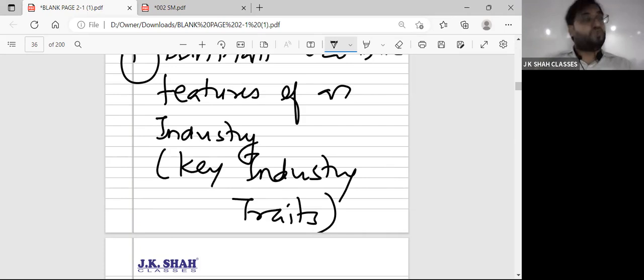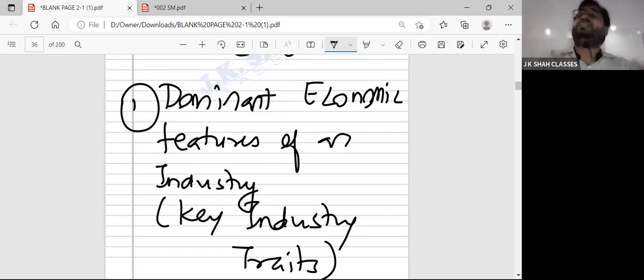How many points? 14. In examination condition, this point individually can be asked. Discuss the key industry traits for industry and competitive analysis for 5 marks. And you'll write all 14 points. Single sentence, 14 points. But you'll have to write all 14. You understood the first point, at least the gist. We will discuss those 14 points in a while. Dominant economic features means important characteristics of that industry. What are the important points that you will take into consideration? This is your first point.